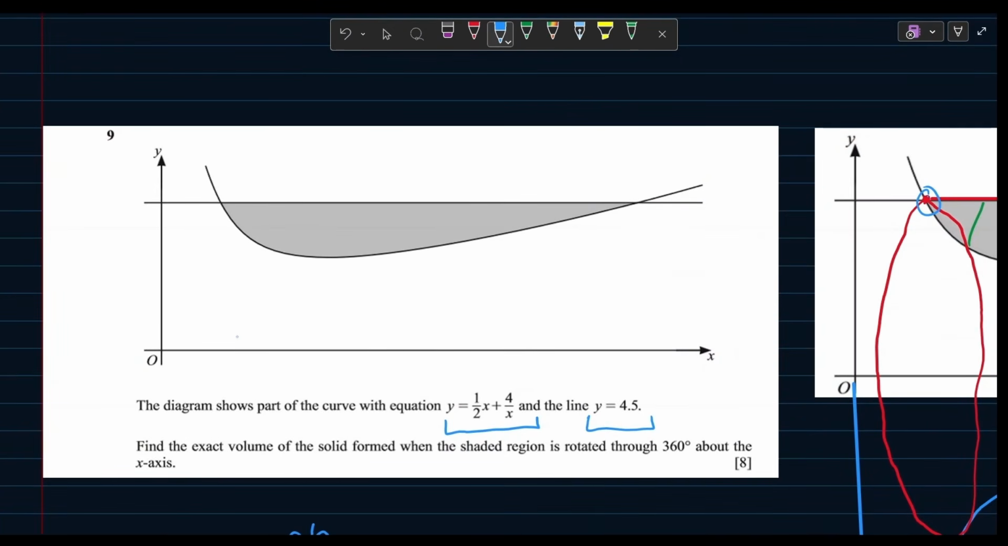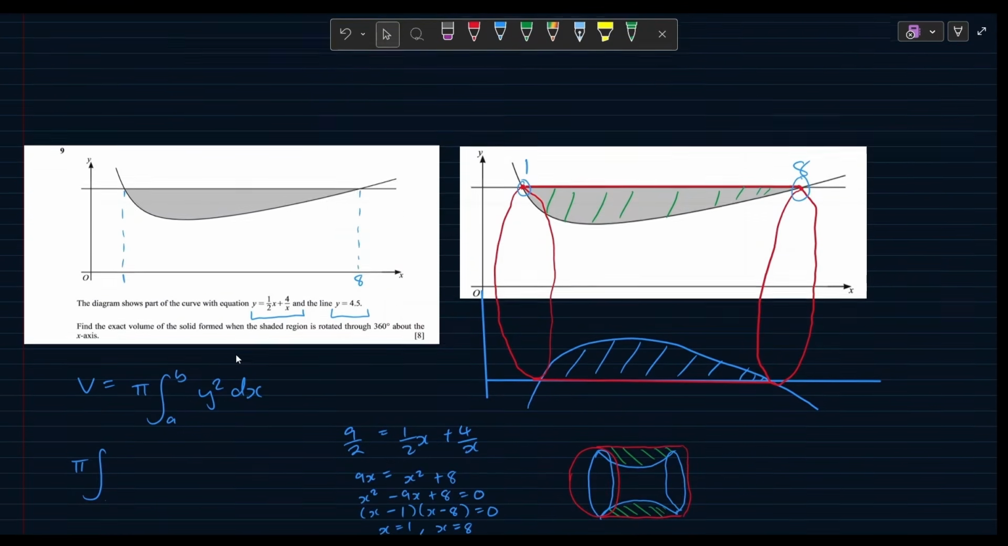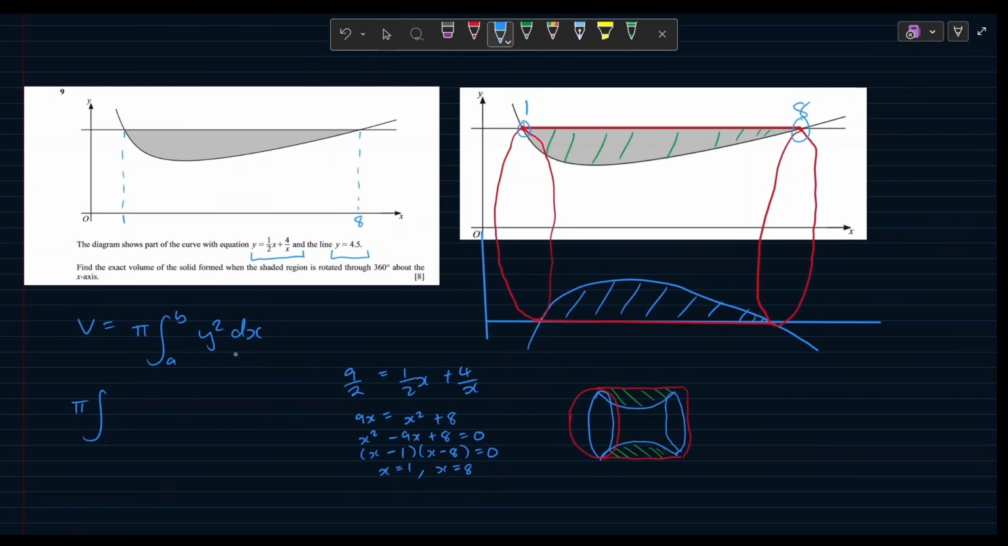So we know that at this point here, x is 1, and at this point here, x is 8. That means our can of beans, or our cylinder, is bounded between 1 and 8 on the x-axis. And we know that the equation bounding our can of beans is literally just that red line on top. That red line we know to be y equals 4.5. I'll write it as 9 over 2.